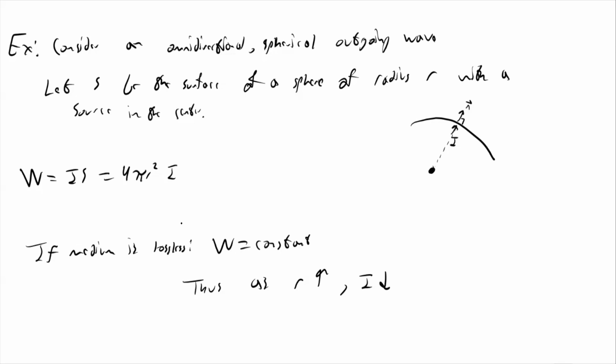However, when losses do exist, the acoustic power is not actually conserved. Some of the energy is converted to heat, and then intensity actually decreases at a faster rate. So for the example that we looked at up here, it decreases more rapidly than 1 over r squared, depending, of course, on the magnitude of the loss, how lossy, I should say, the system is.